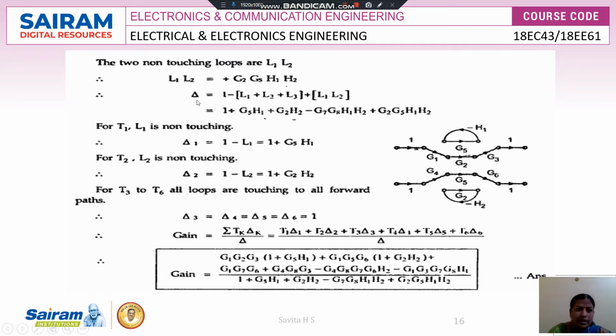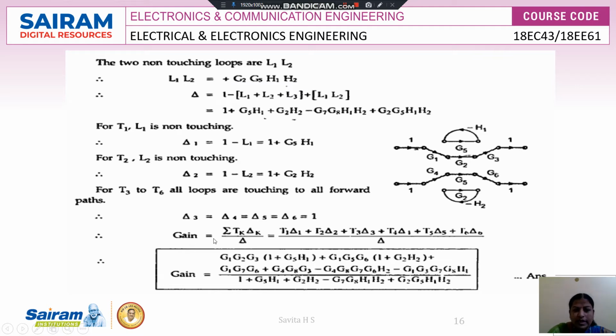So I'm substituting here. For T1, L1 is non-touching, as we can see in the diagram. So delta 1 is equal to 1 minus L1, that equals 1 plus G5 H1. For forward path T2, L2 is non-touching. So delta 2 is equal to 1 minus L2, which equals 1 plus G2 H2. In this problem we got 6 forward paths. For T3 to T6, all the loops are touching all the forward paths, so delta 3, delta 4, delta 5 and delta 6 are 0.